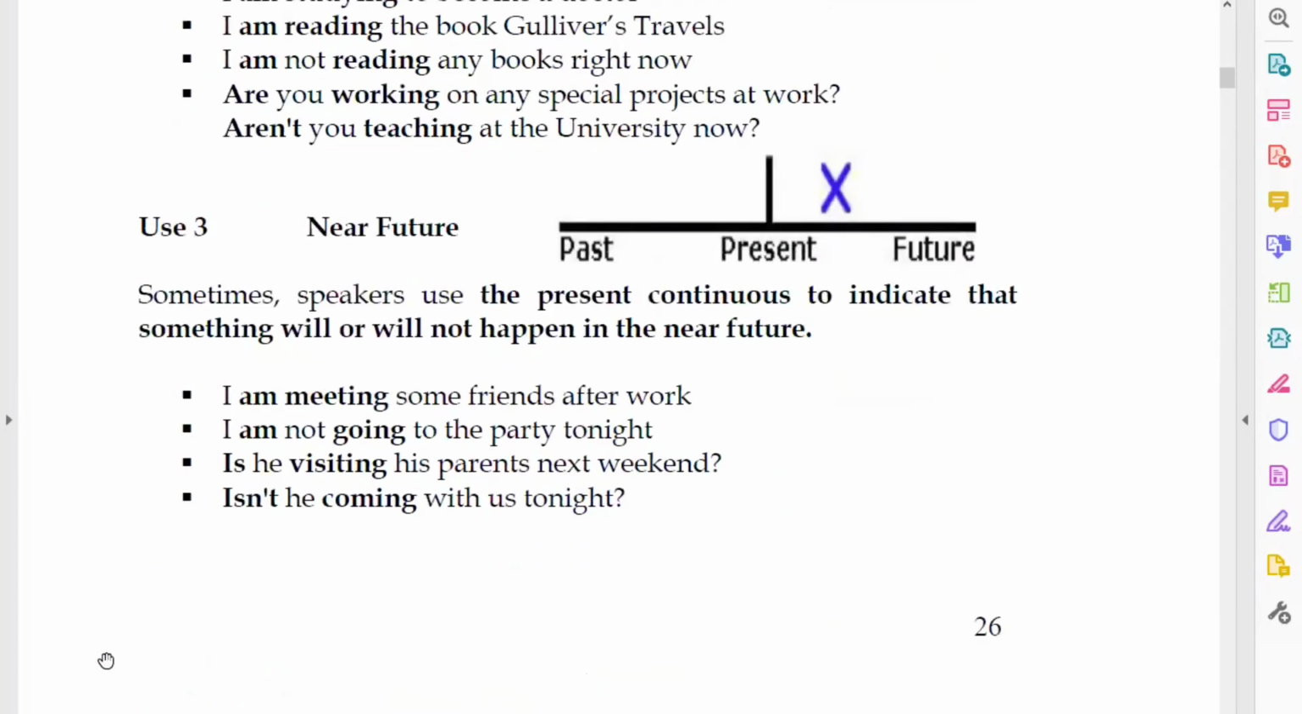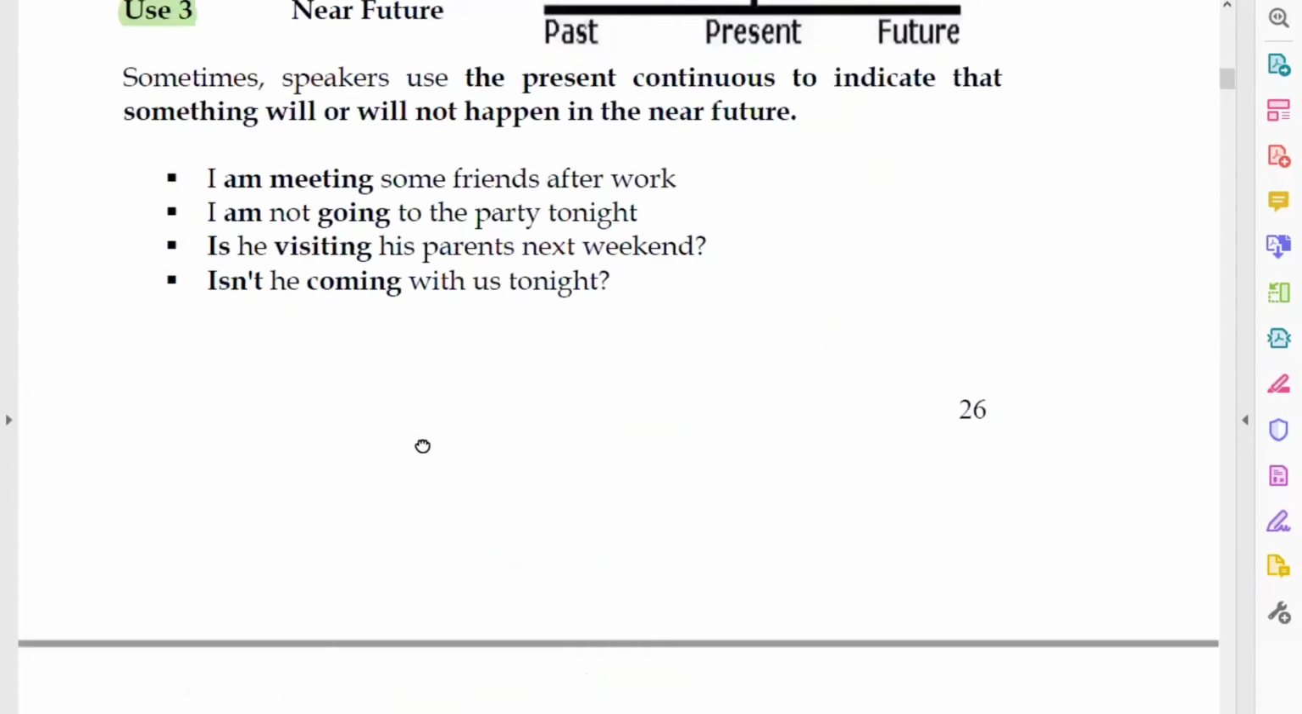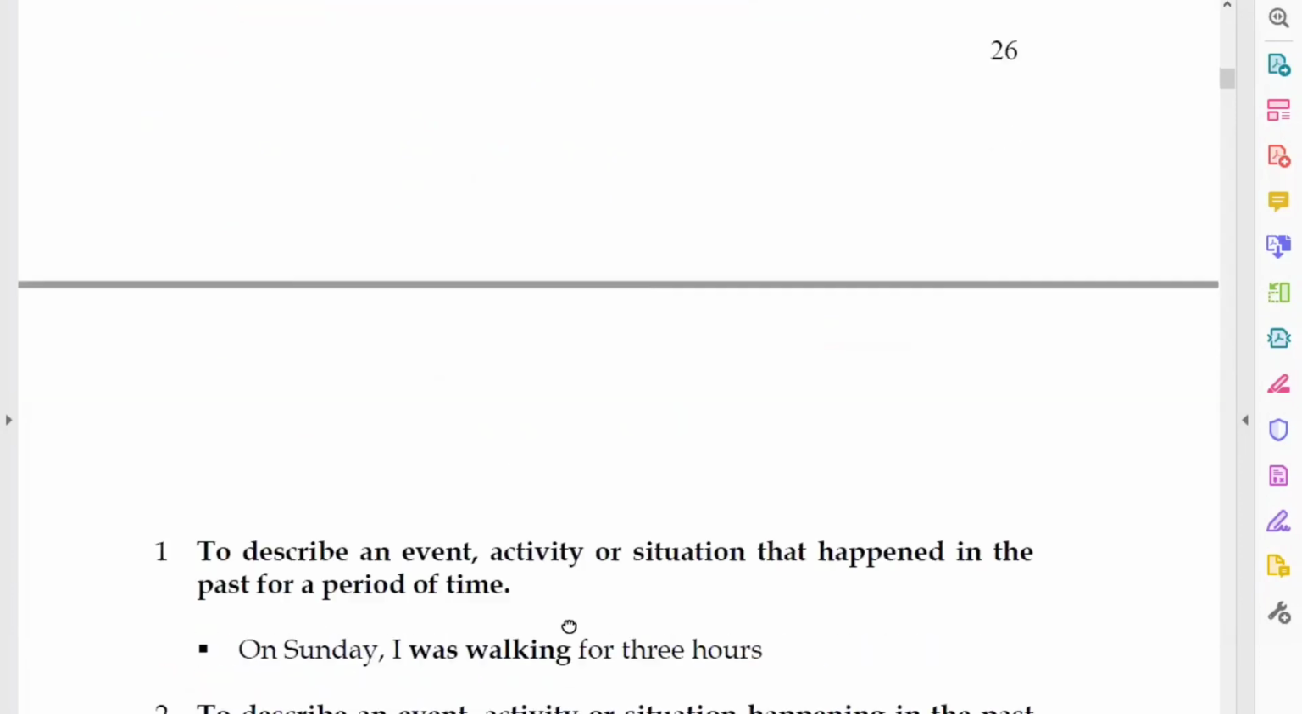Then the third use, which we are going to look at, is near future. Sometimes speakers use the present continuous to indicate that something will or will not happen in near future. For example, I'm meeting some friends after work. I'm not going to the party tonight. Is he visiting his parents next week? Isn't he coming with us tonight? So this is how there are three usages given about present continuous tense in your book.